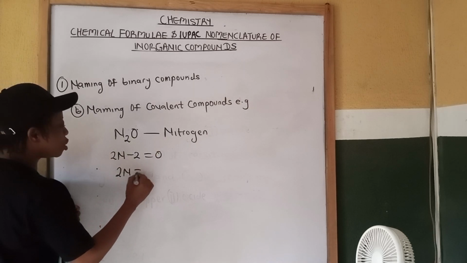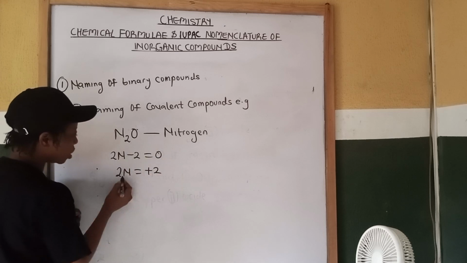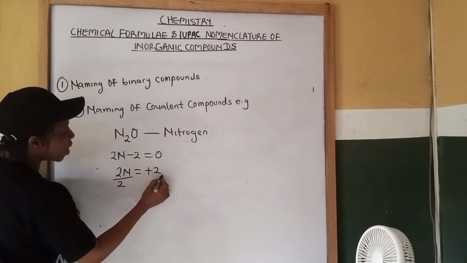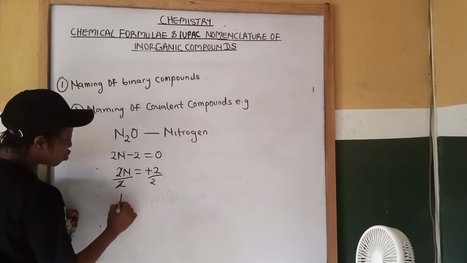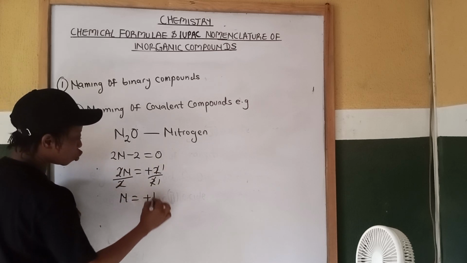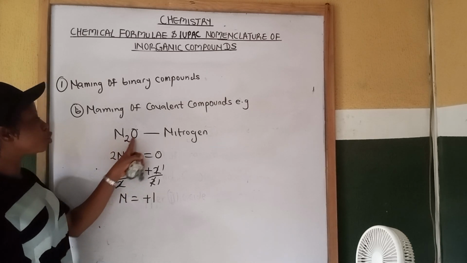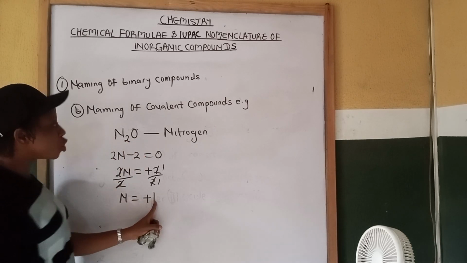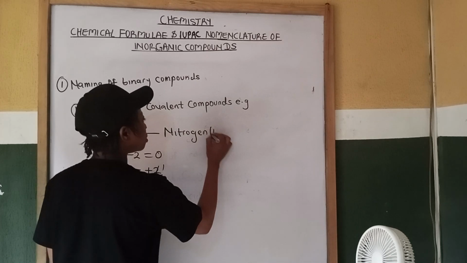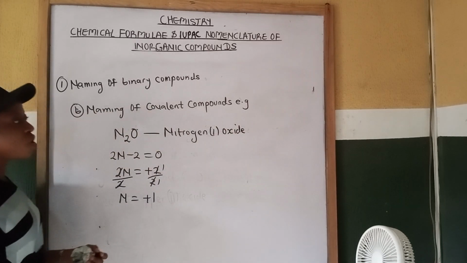That's 2N equal to, move this minus 2 to this side, we change to plus 2. Then divide both sides by 2 to get N. So my N will be equal to 2 over 2, which is plus 1. So the oxidation number of nitrogen in N2O is 1. So we call it nitrogen 1 oxide. Nitrogen 1 oxide.